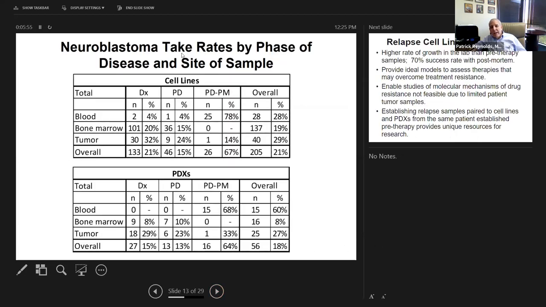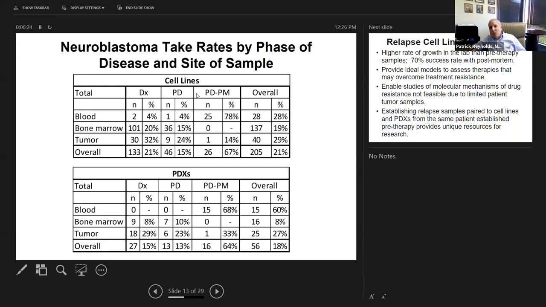Now, let's look at another impact on the ability to grow these things in culture. Again, this is neuroblastoma data, where we have the largest amount of data. That's looking at the phase of disease and the site of the sample. So first, in cell lines. We get some bloods, and there are a lot of metastatic patient tumors in blood at diagnosis of neuroblastoma, so not surprising we can grow some of these.